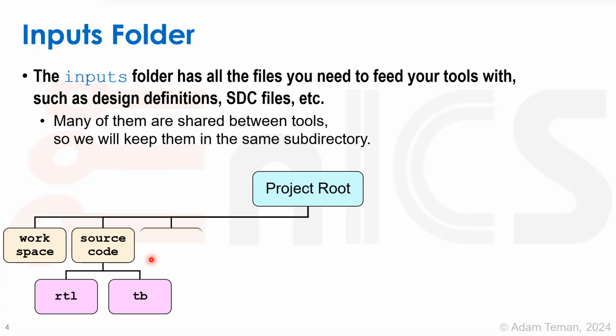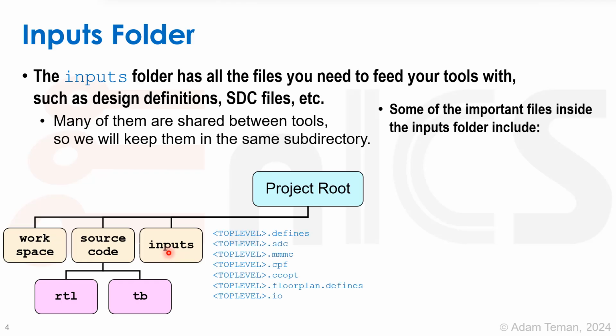Then we go on into what we call the inputs folder. And the inputs folder has all the files you need to feed your tools with. This is design definitions, SDC files, all kinds of things like that. I'm going to detail that a little bit in a second. So many of them are shared between tools. For example, when we do synthesis or we do place and route, we want to have the same SDC file. And so they're all in this same root folder called inputs. And depending on what we're running from the workspace, we can just address them by going /inputs and whatever the file is. So what do we have in here?